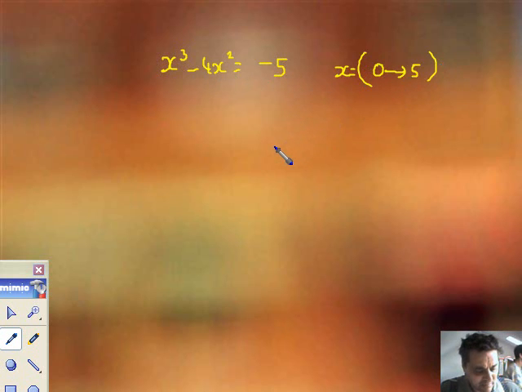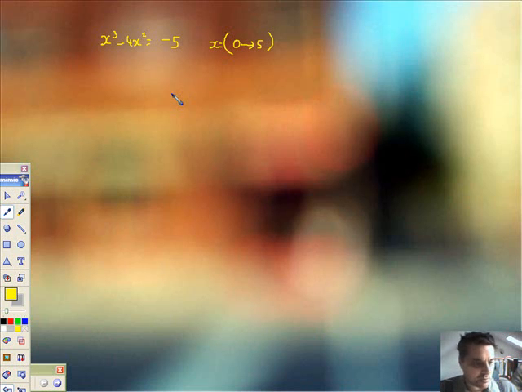Use trial and improvements to find these solutions and give your answer. Now listen to this. Give the answer to 3 decimal places. In really old AQA papers, I've only ever seen 2DP come up. And here we have a grade B question. We're told to give answers to 3 decimal places.